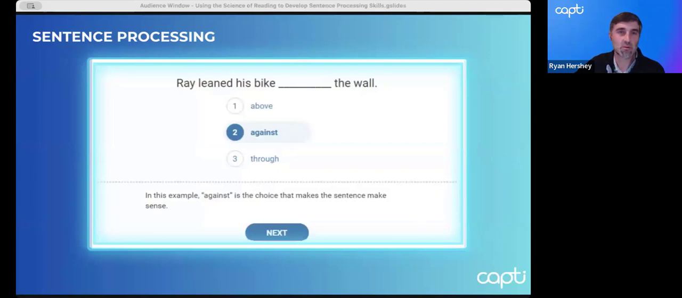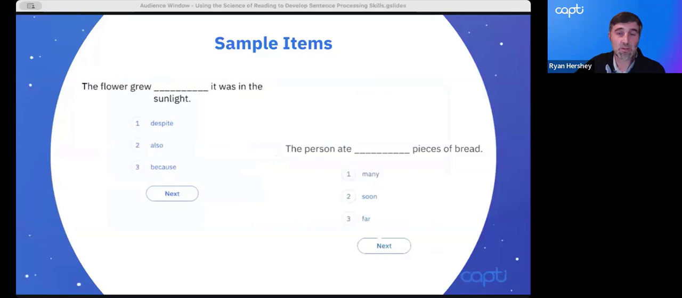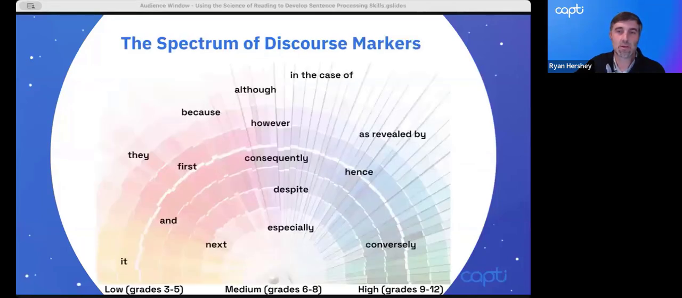And then we have a couple other sample items. So again, they have to use the discourse marker or internal logic to determine which option fits best. So this can get pretty difficult because Margaret showed us the vast spectrum of discourse markers and how complexity can get ramped up very quickly in content area texts.